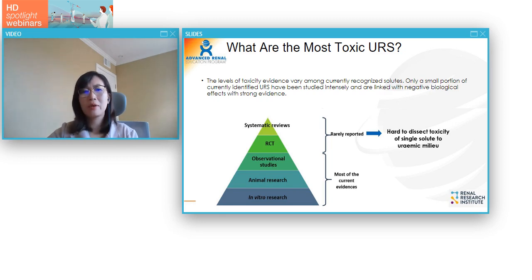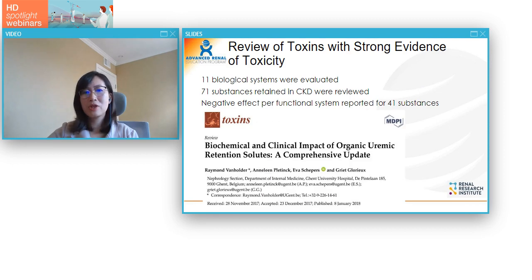are rare. I think probably because the contribution of a single toxin is very hard to dissect from the entire uremic milieu. So those pose obstacles for us to further clarify and understand the toxicity and clinical relevance of individual toxins. So in this situation, what's the answer to this question? Which are the toxins with the strongest toxicity?